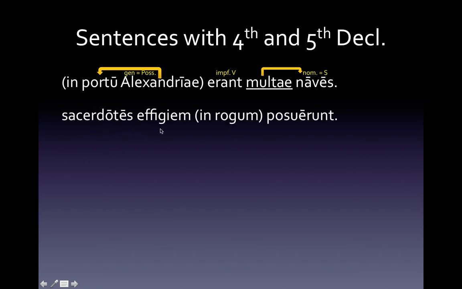All right, the sentence: sacerdotes effigiem in rogum posuerunt. Okay, so sacerdotes, this ES ending here is from the third declension. It could be nominative plural. It could be accusative plural. So let's look at what else we have going on in the sentence. Effigiem can only be accusative singular, so this is our direct object, forcing this to be our subject.